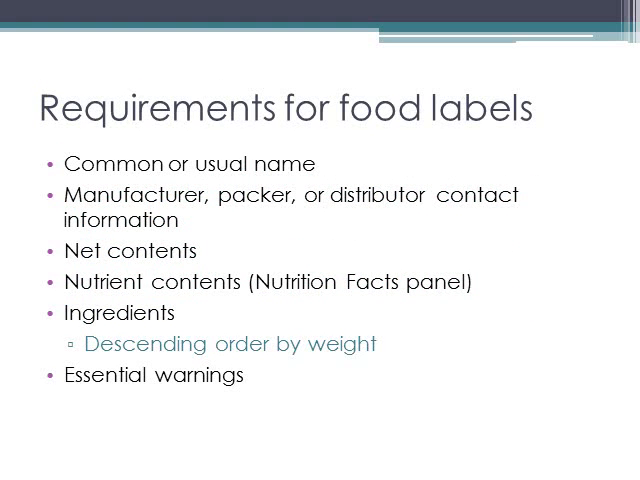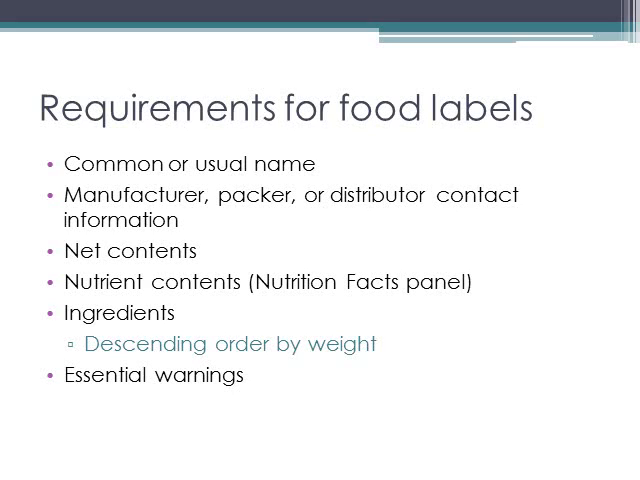So food labels are required to state certain things. So every food label, for the most part, there are a few exceptions, but more often than not, food labels will have this information. So the common or usual name of the product is required, the manufacturer, the packer, or distributor contact information. So if there was an allergy or there was some question about a product, you would be able to contact the appropriate person.